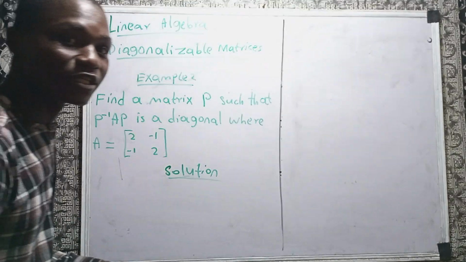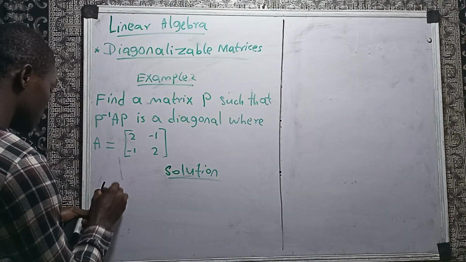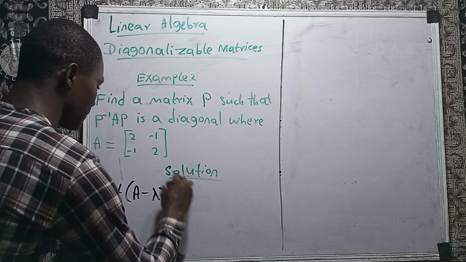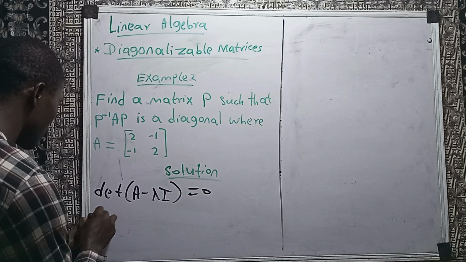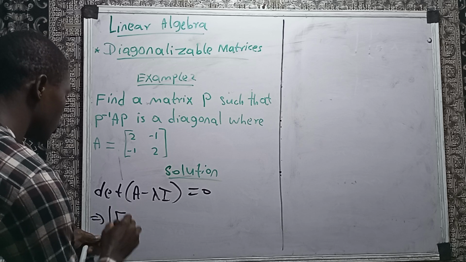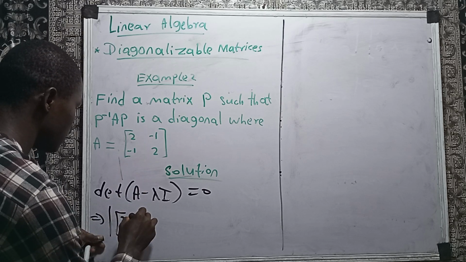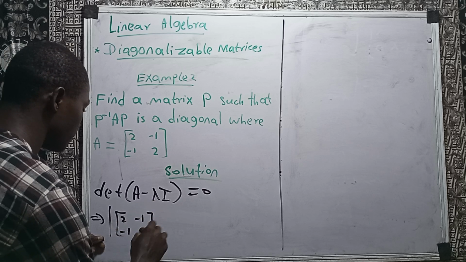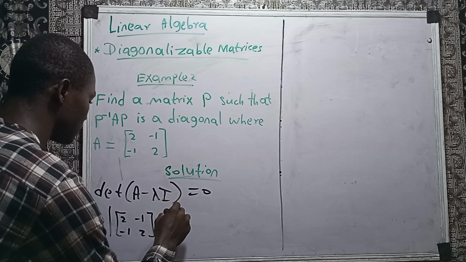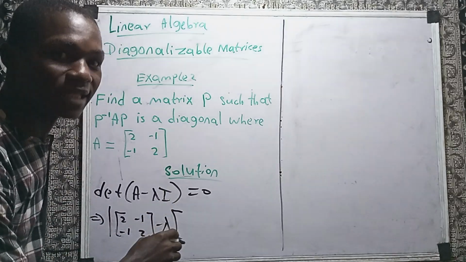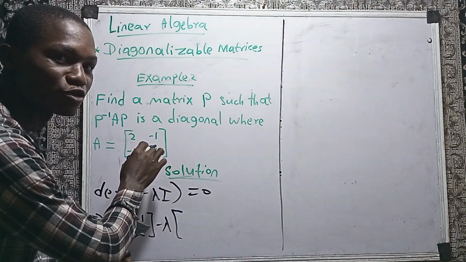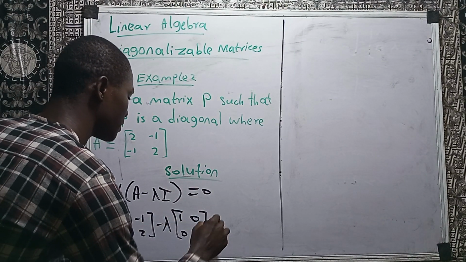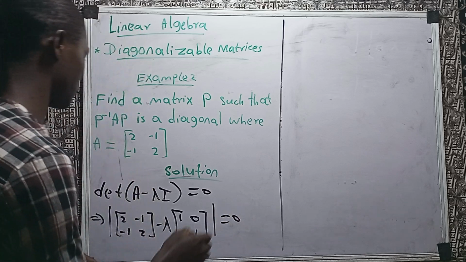So to get the eigenvalues, you evaluate this determinant of A minus lambda I and equate it to 0. This implies the determinant of your A, the matrix with the entries given on the board. Your lambda is a scalar, and your I is the identity matrix. It will be 2 by 2 because your matrix A is 2 by 2. So this is the identity matrix, determinant equated to 0.